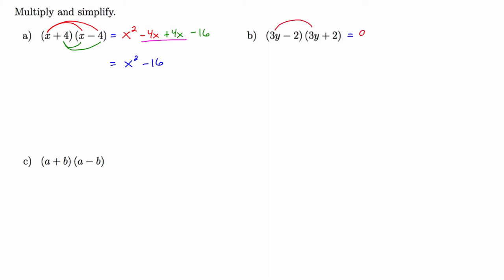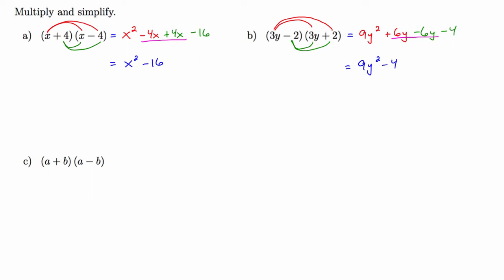Looking at part B, again we begin using our usual foiling process. 3y times 3y is 9y squared. 3y times a positive 2 is a positive 6y. Negative 2 times 3y is a minus 6y. And a negative 2 times a positive 2 is a negative 4. Again, the two middle terms are not only like terms, they are opposites. 6y minus 6y is going to cancel, leaving us just the final answer, 9y squared minus 4.